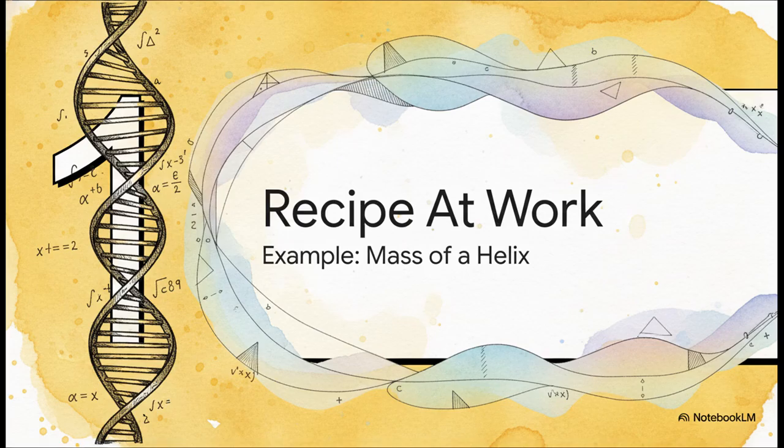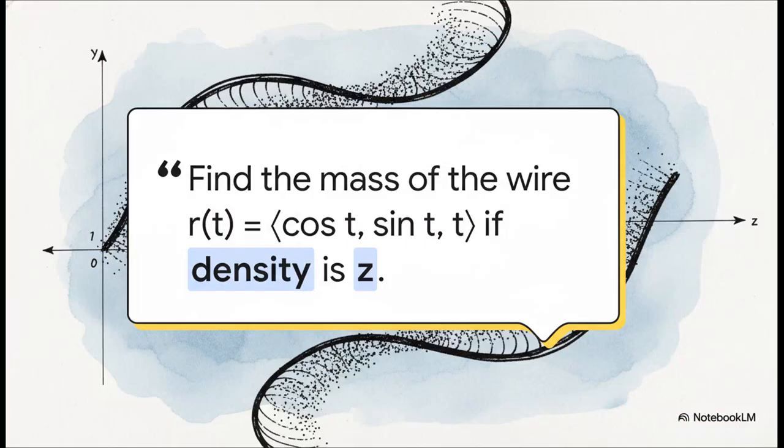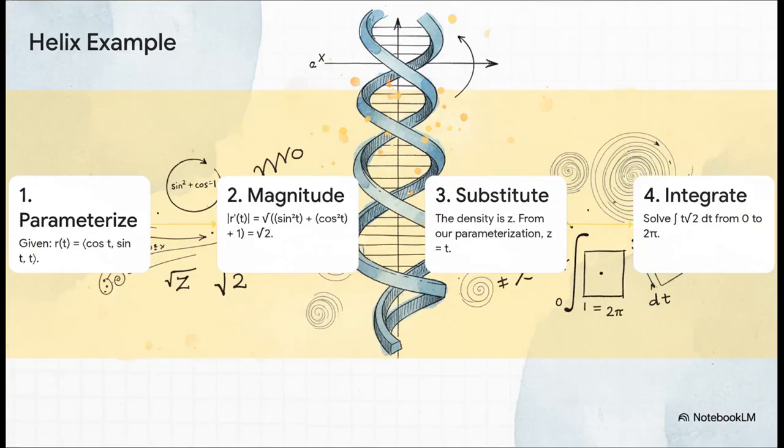All right, enough theory. Let's get our hands dirty and put this recipe to the test with a classic example, finding the mass of a wire that's shaped like a helix. So here's our mission. We've got the path of the wire, defined by r of t, for t between 0 and 2 pi. And we know its density at any given point is just its height, its z-coordinate. Our job is to find the total mass. Let's go through our recipe step by step. Step 1, parameterize. Well, lucky for us, the problem already did that. So check. That was easy.